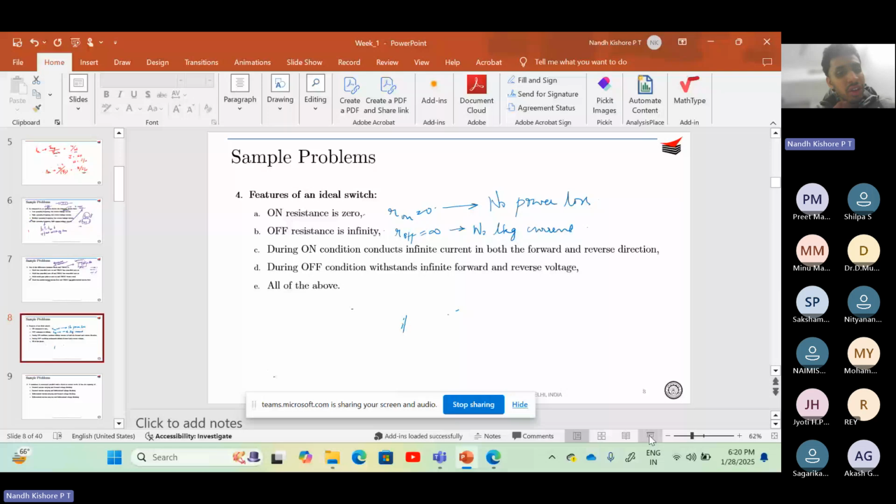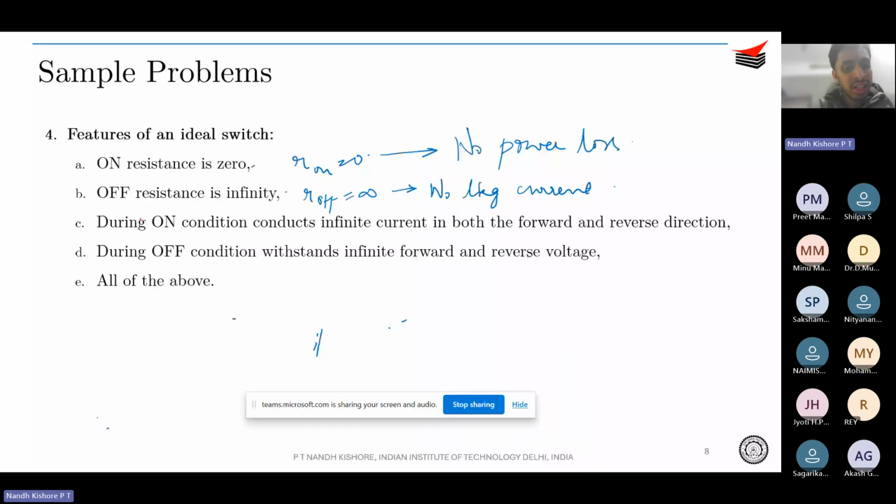Okay, so it means that there is going to be no power loss, and during on condition it conducts infinite current in both the forward and reverse directions. That is, plus and minus I is possible. During off condition it withstands infinite forward and reverse voltage, plus and minus V is possible. So the correct answer, as you would have guessed, is all of the above. All of these are the characteristics of an ideal switch. But of course, you never get that with practical switches, right?